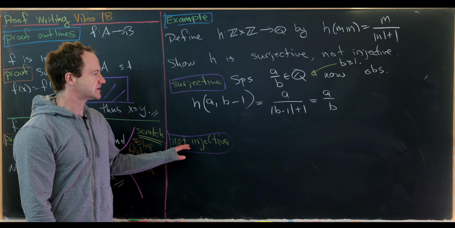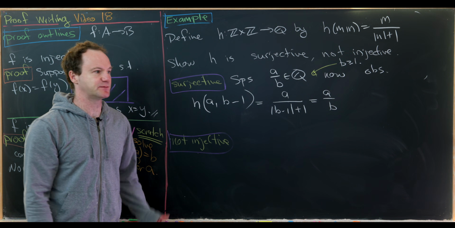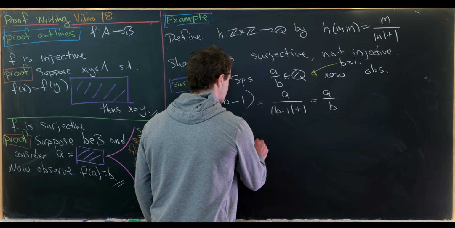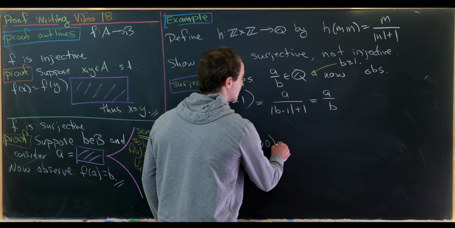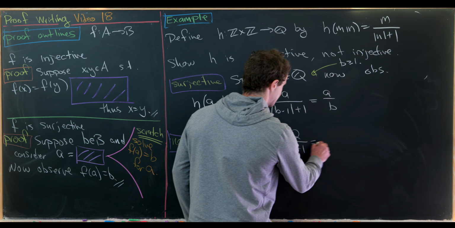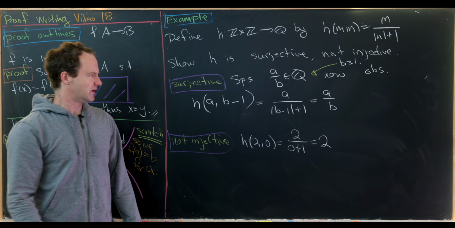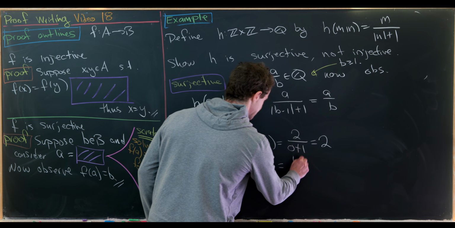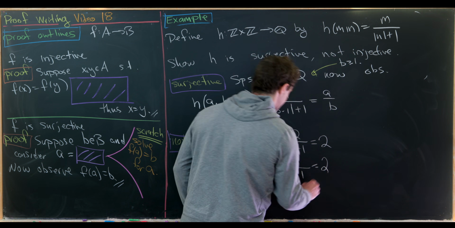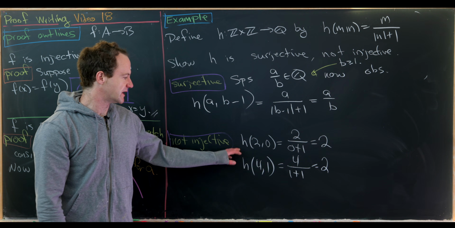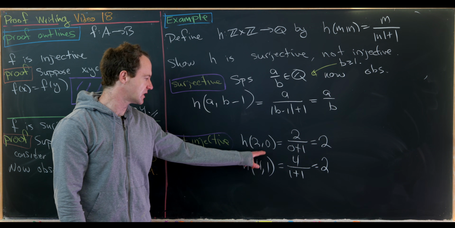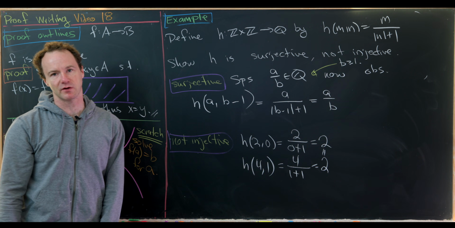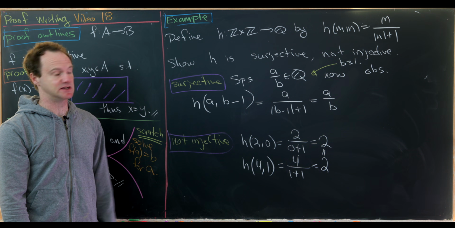Okay, so now let's show that this thing is not injective, and we can do this by counterexample. So let's first note that h of (2, 0) is equal to 2 over 0 plus 1, which is the number 2. But I think we can maybe hack this together. Notice that h of (4, 1) is equal to 4 over 1 plus 1, which is also equal to the number 2. So we have two elements that are not the same. (2, 0) is not equal to (4, 1), but they evaluate to the same number via the function. So this means it is not injective.